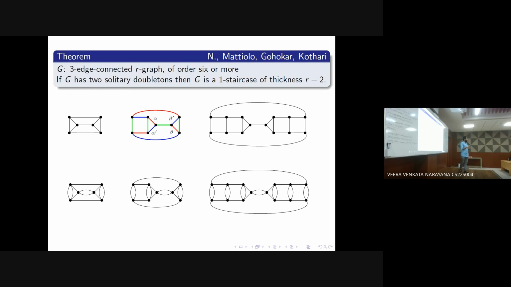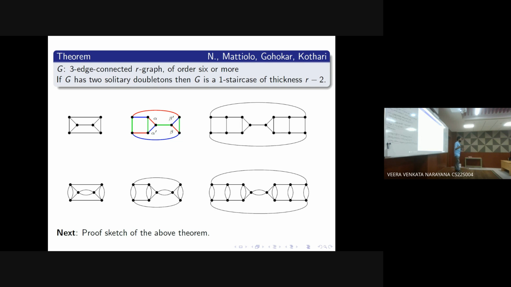I'm going to show you a proof sketch of this theorem. If you take a 3-edge connected R graph with at least 6 vertices, which is just a technical condition, then it is a one staircase of thickness R minus 2. So this is our next goal, and for that, we are assuming 3 lemmas. After that, we are ready to prove this.